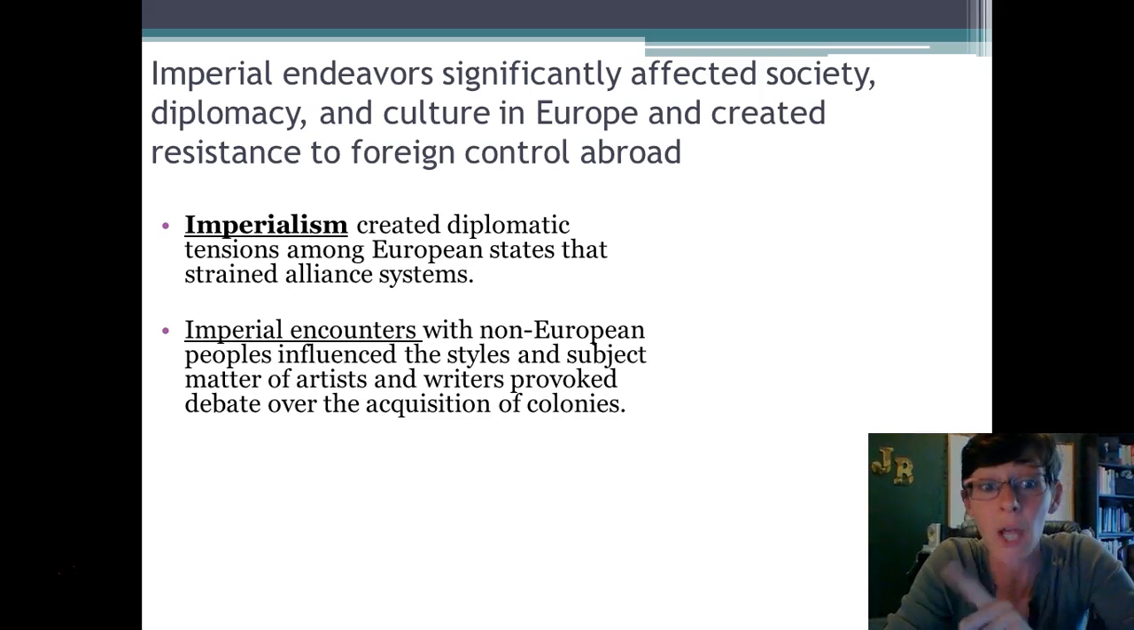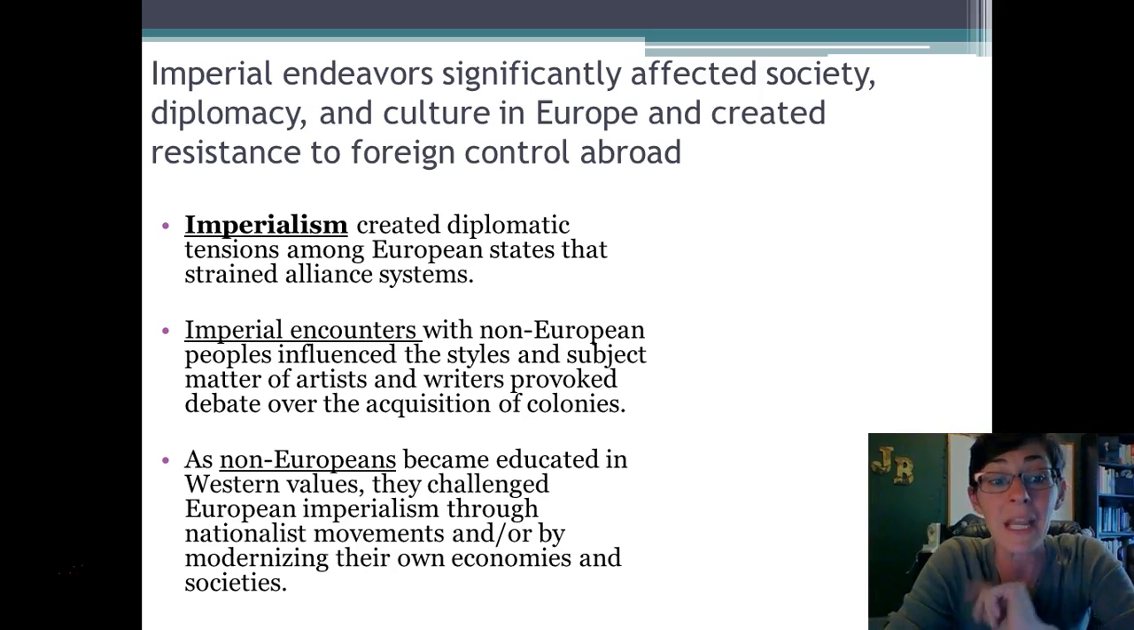Imperial encounters with non-European peoples influenced the styles and subject matter of artists and writers, which provoked debate over the acquisition of colonies. So you have to understand that despite the fact that European leaders were marching full steam ahead at colonization, there were several dissenters within each of these European countries that believed that imperialism was wrong, that it was inherently immoral and should be stopped. And a lot of this debate took place through the art of the period.